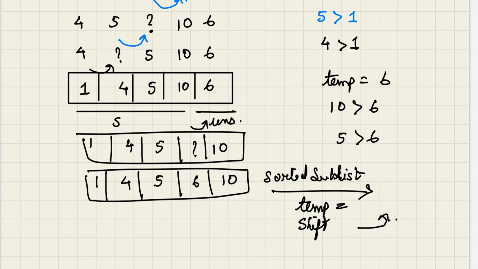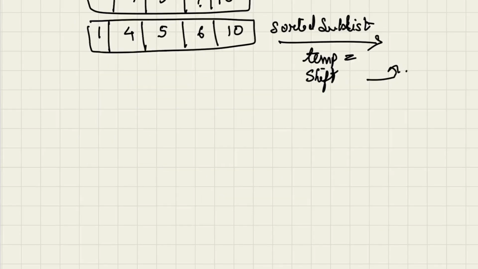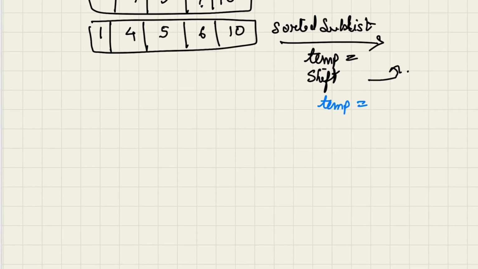And this iteration will continue till the end. So let us write the code now. What we did first is we stored our letter in our temporary location.